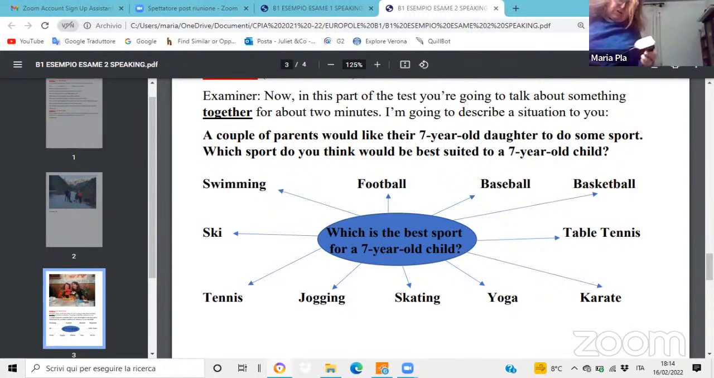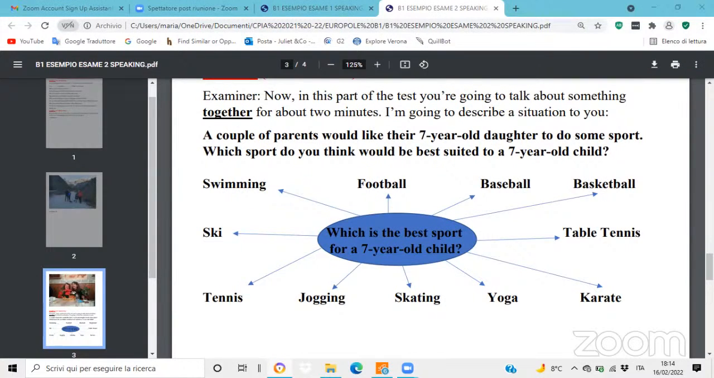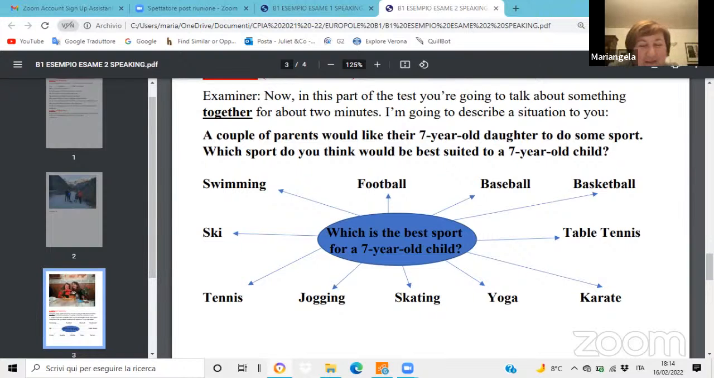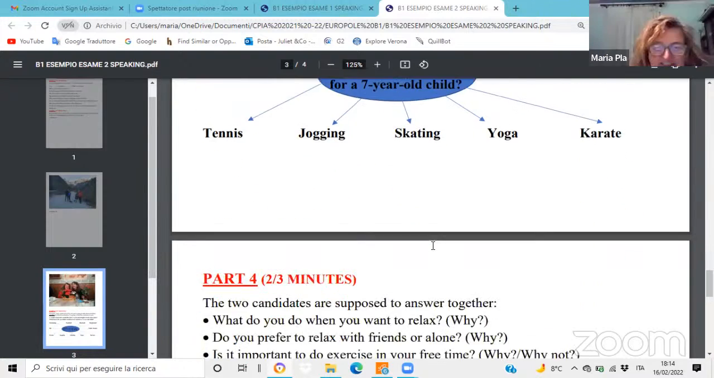No, dovete mettervi d'accordo. Quindi a questo punto l'idea è: so what do you think, Gwendalina? Shall we go for skating? Andiamo per lo skating? Ti va bene? Yes, I agree with you. Skating is the best choice. Se state ancora a discutere non vi mettete mai d'accordo. Okay, skating, fantastic.